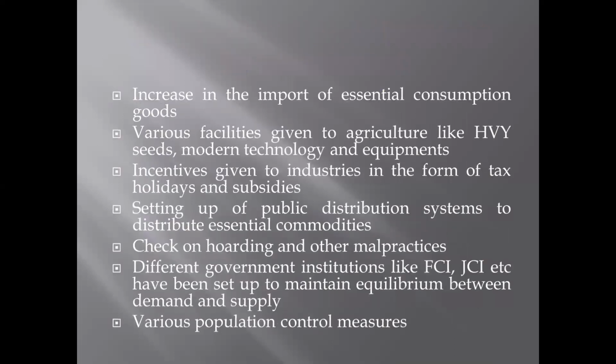Increase in the import of essential consumption goods. Imports of different essential consumption goods have been increased, so that the supply of the goods also increases. Various facilities given to agriculture, like HYV seeds, in order to increase their production. Different types of facilities are given in order to increase their production. Then different industries' production has been increased by giving them various tax subsidies. PDS, public distribution systems, have been set up to distribute the essential commodities to the people below the poverty line. Check on the hoarding and other malpractices.